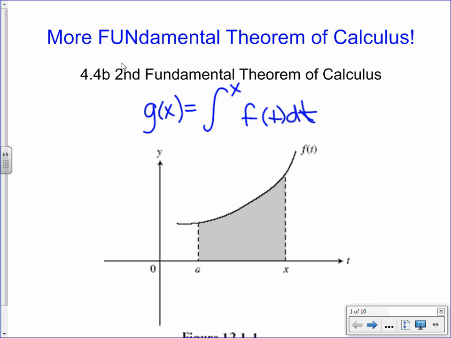Okay. This is what we call an accumulation function. Why is this called an accumulation function? Because it accumulates things over time. Because we are adding up area. It accumulates like snow.